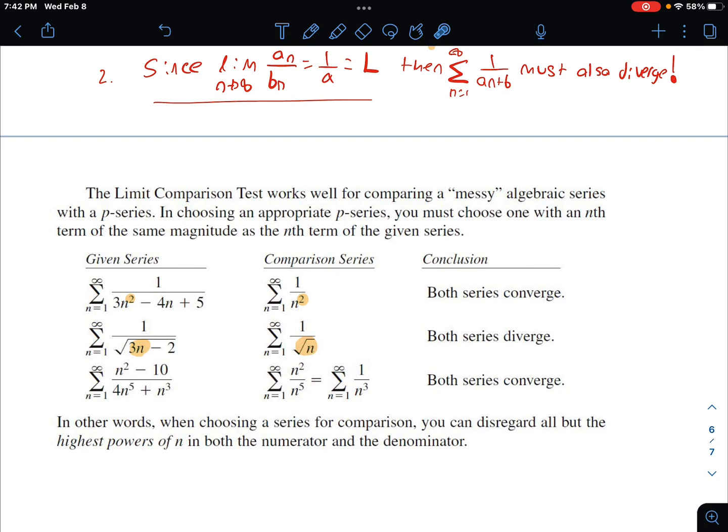And you want to follow the same thing. When you're doing this as well, if you look at this problem, we have n squared, n to the 5. So what we're going to do is subtract those, and we're actually going to be able to compare this to 1 over n cubed, which is going to be a p-series where the exponent is greater than 1. So it works. It's going to converge.